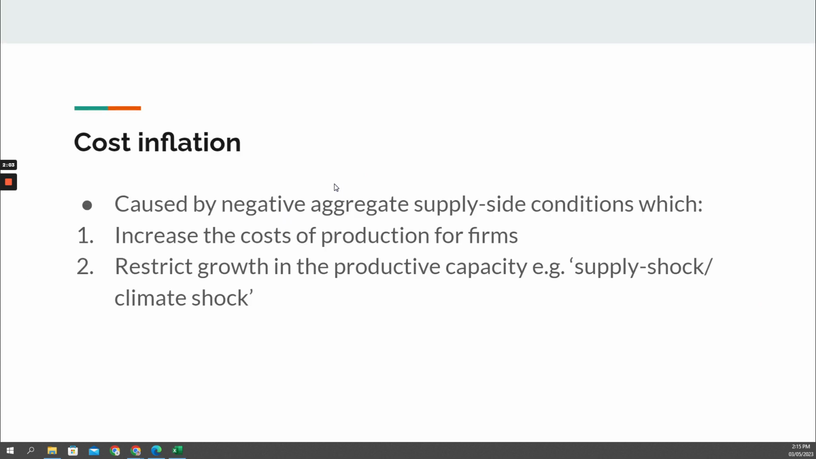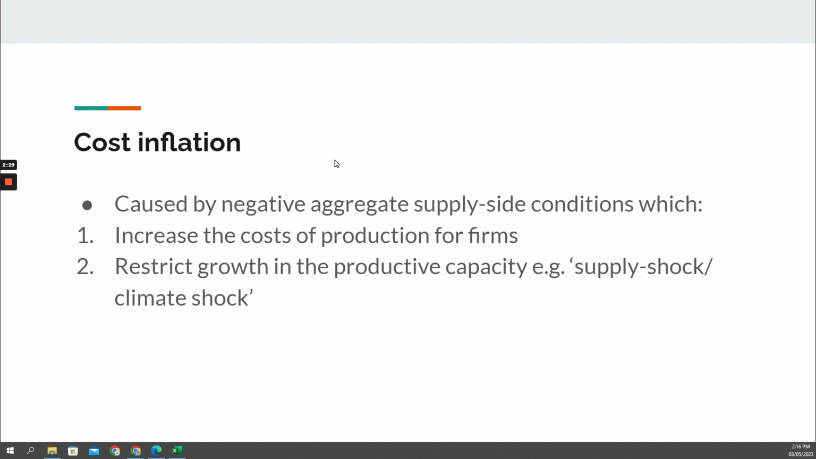The other type of inflation is cost inflation, and broadly speaking, this is caused by negative aggregate supply side conditions. So things like there's been an increase in the cost of production. Maybe wages are rising and those costs are being placed on businesses. Maybe there's a decrease in productivity. Maybe there's some restriction in the growth of the productive capacity, like a climate issue.